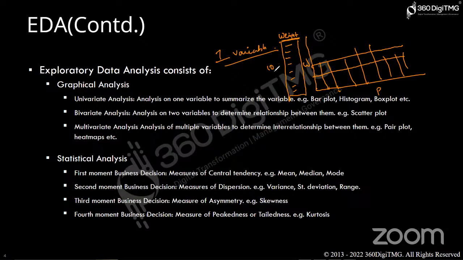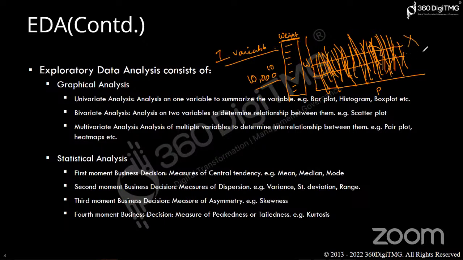But what happens when instead of 10, it is 10,000? 10 records we can easily measure, but with 10,000 records it will look something like this. Some of the values you can't even see, so you will not be able to make any inferences. This is known as a bar plot.